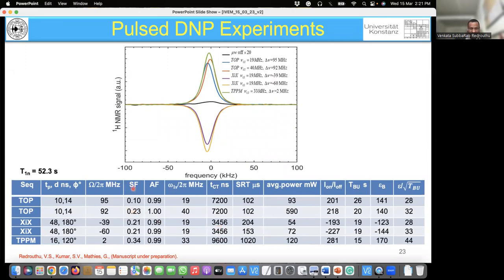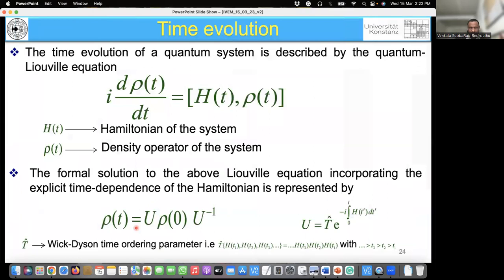And here I listed the scaling factors and the analytical factors which I calculated from the theoretical analysis. If you see the scaling factor for TPPM, it is much higher compared to the TOP DNP and XiX sequences. So I'm going to discuss now how we calculate them and what the relation is with the final enhancements. Before going to calculate it, I will illustrate how we do that.